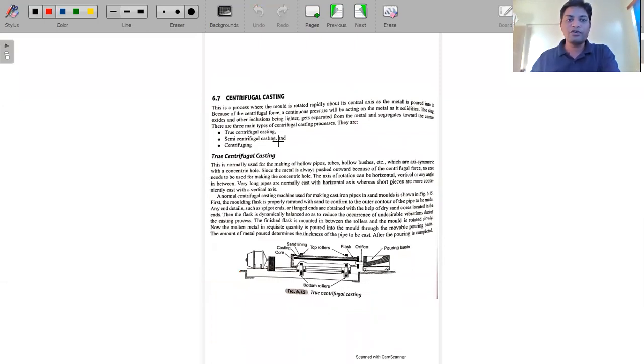Next is the centrifugal casting. Generally, if we have to produce hollow cylinders, at that time only we use this casting.